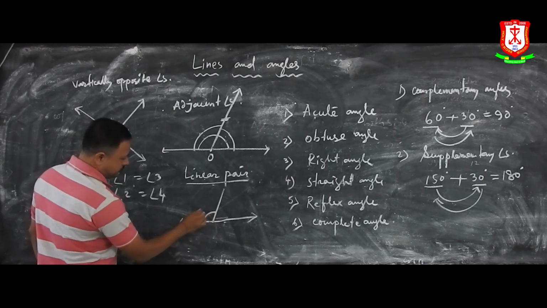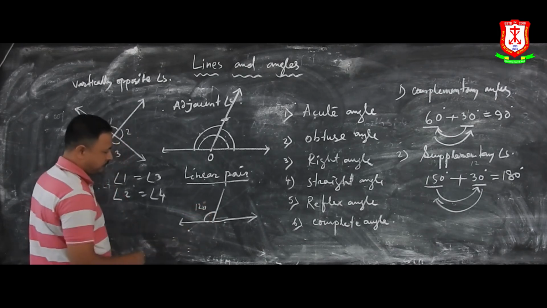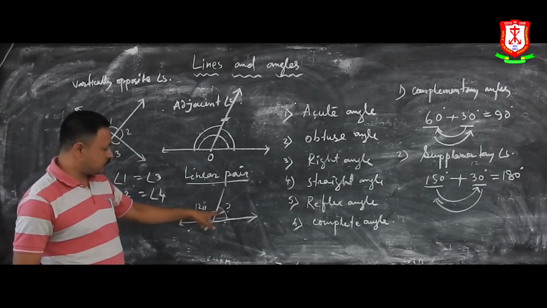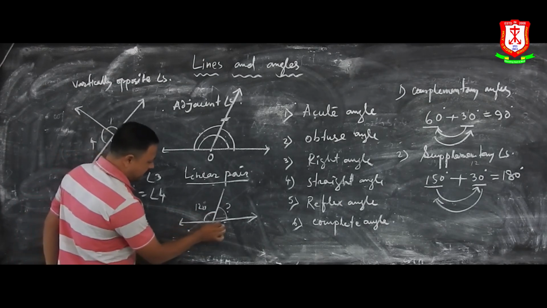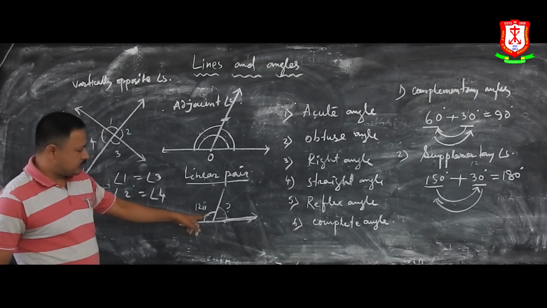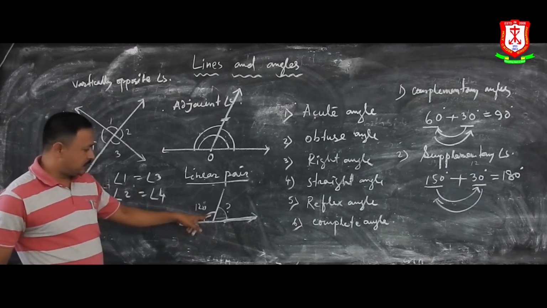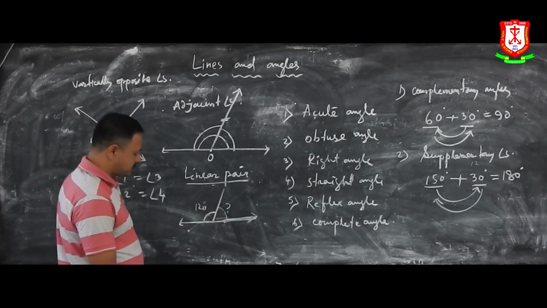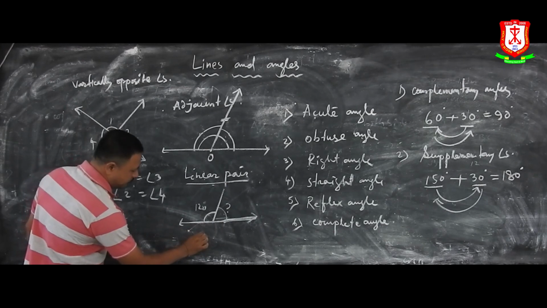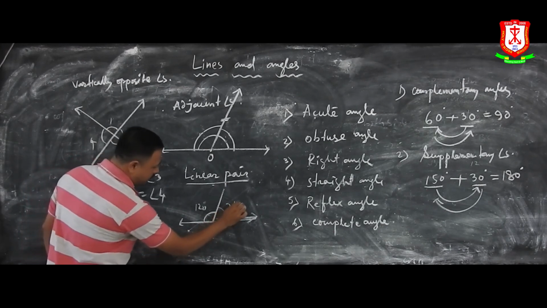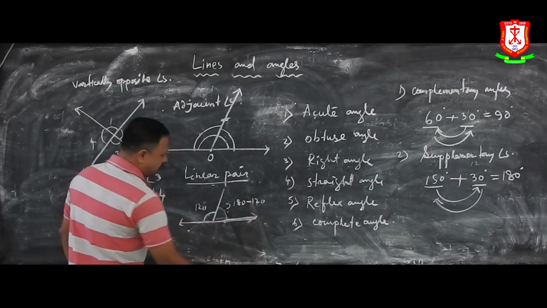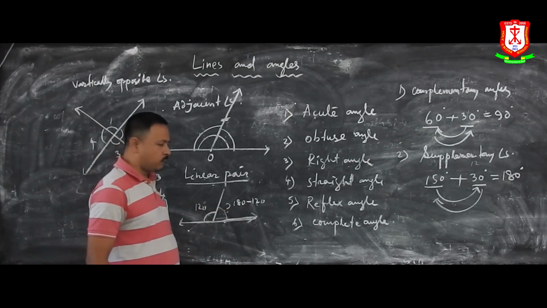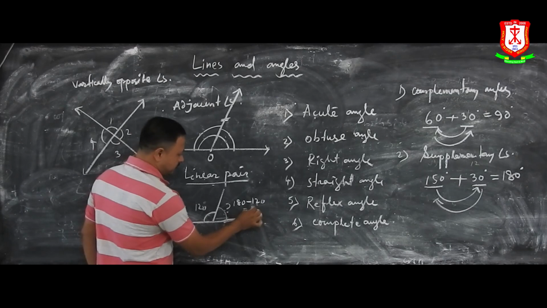See, if this one is 120 degree, so what will be this one? Since these two angles form a straight line, a straight angle, these two are a linear pair, and if we know one of the two linear pair angles, the other one you can easily find out. So this angle will be 180 minus 120, because the sum of these two is 180. So if one is 120, then the other one will be 180 minus 120, which will be 60 degree.